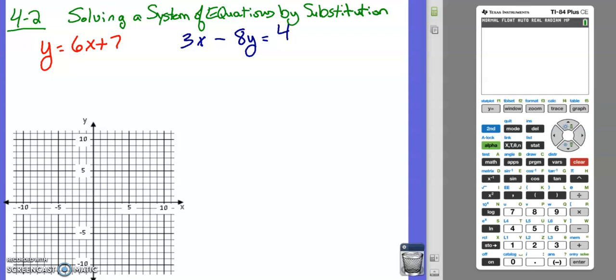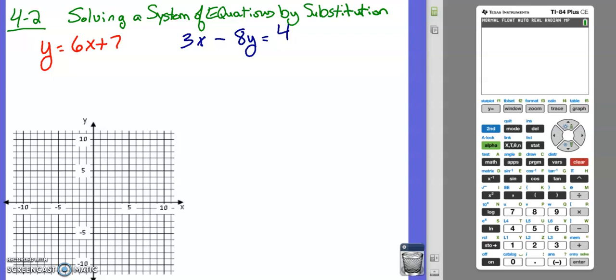This is 4.2, solving a system of equations by substitution. The last lesson we solved a system of equations by graphing. Remember, a system is more than one equation, and typically we do two equations. Sometimes we can do three or even more, but we want to find the point that they cross at when we graph. So even this example that I have here, 4.2.